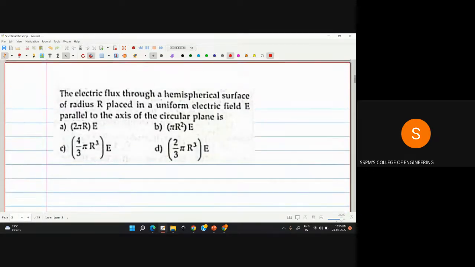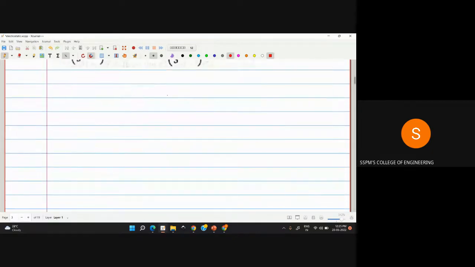So let's try to solve one more example. Now here, we have to calculate how much electric flux is crossing the hemisphere, and the radius of the hemisphere is given as capital R, and the lines of electric field are parallel to the axis. So how to solve this example? It's very easy to solve, but you should understand what exactly is given in the problem.